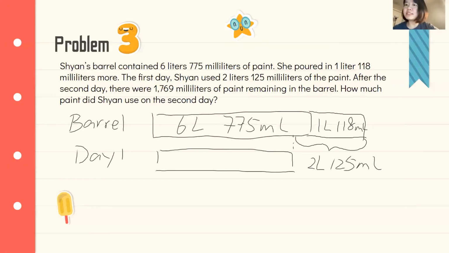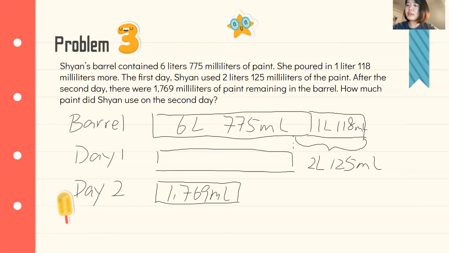And then for the second day, there were 1,769 milliliters of paint remaining in the barrel. So we know how much paint remains in the barrel. So let's draw another diagram for day 2. We have this much left, 1,769 milliliters. And this extra part is the final question we need to find: how much paint did Shane use on the second day. So I will name it letter A for our final answer.